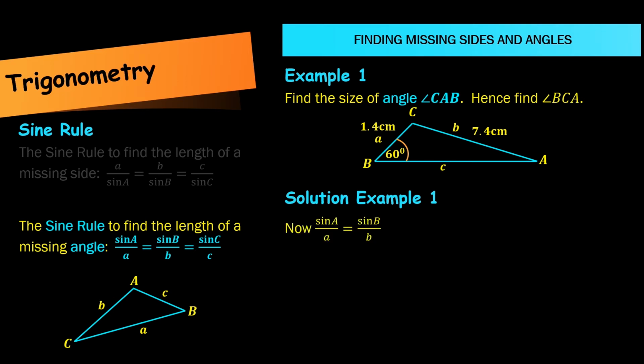So since sine A over A equals sine B over B, we can substitute in the values. A equals 1.4, B equals 7.4, and sine B equals sine 60. Rearranging gives us that sine A equals 1.4 times sine 60 over 7.4.